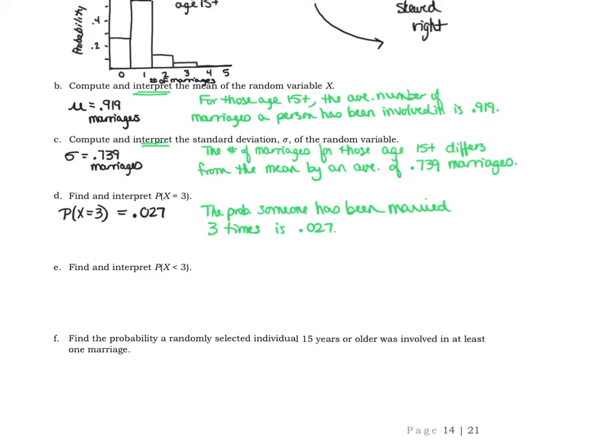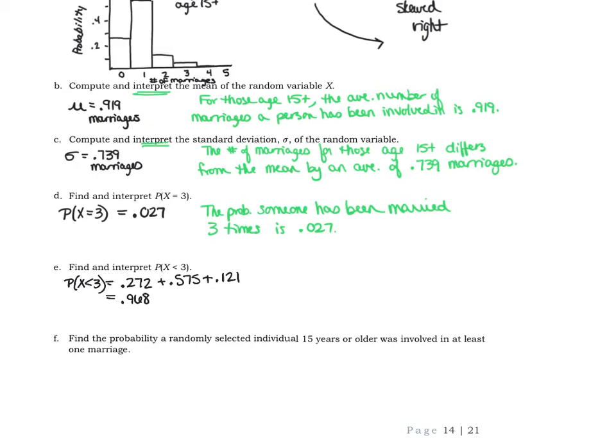All right, E, find and interpret the probability that x is less than 3. So the probability that x is less than 3 means add up the values of the probabilities for outcomes 0 marriages, okay, 1 marriage, and 2 marriages. We don't include 3. Again, we're strictly less than. We get 0.968. And again, the interpretation.